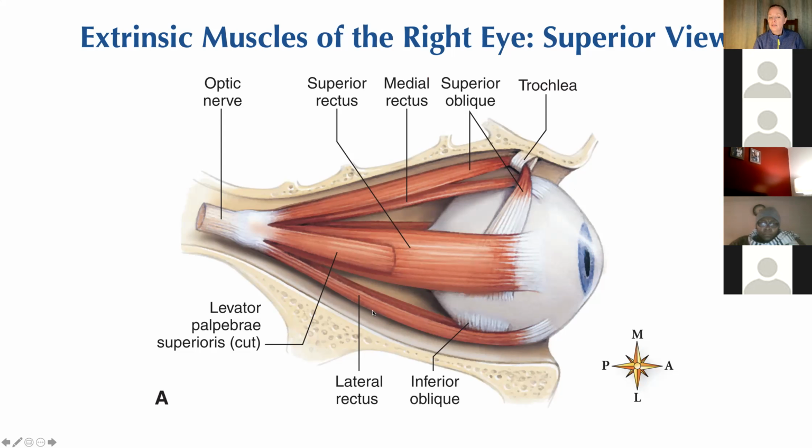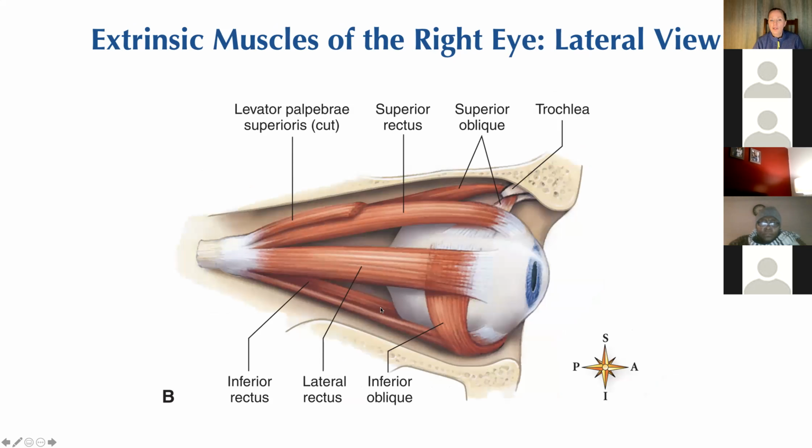Here's lateral rectus, superior, so pulls this back, moves the eye upward. And then you can see the superior oblique going through the trochlea, the little trolley or pulley notch, all right? And this one that's cut away is the one that goes to the eyelid, the levator palpebrae.